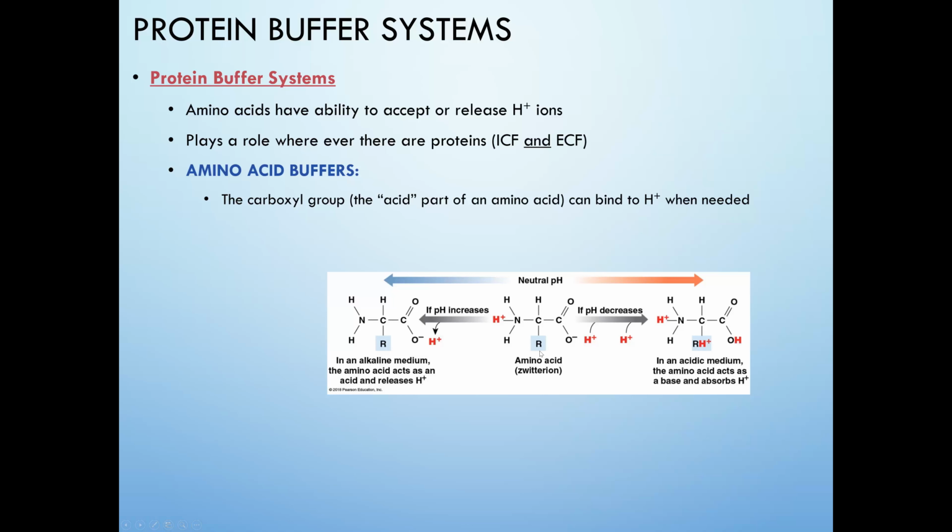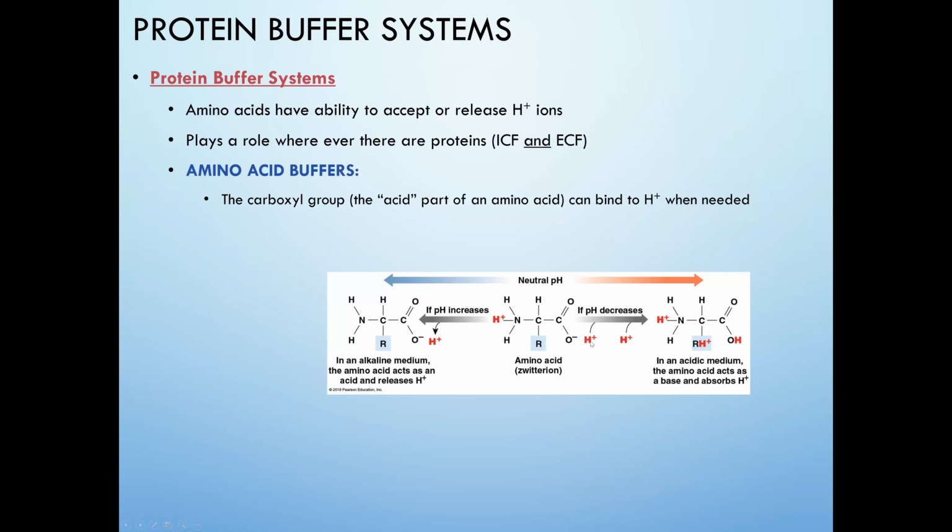So the carboxyl group, which is the acid part of the amino acid, can bind to additional hydrogen ions when needed. If you start here in the middle where we have a neutral pH, the carboxyl group can accept a hydrogen out of solution, where it can bind right here, and that takes the hydrogen out of the solution, and so that is going to help buffer extra hydrogen ions.